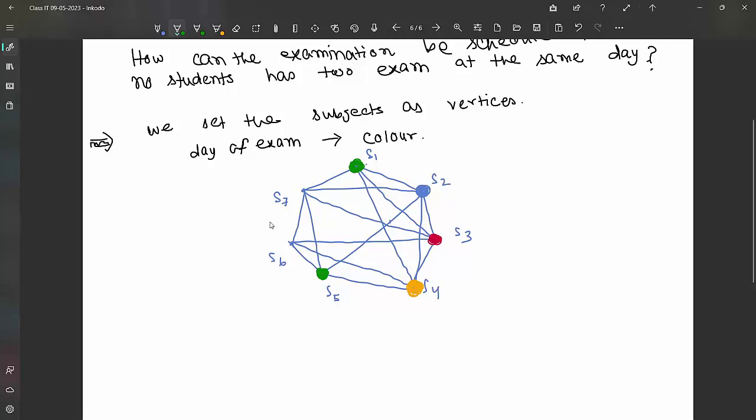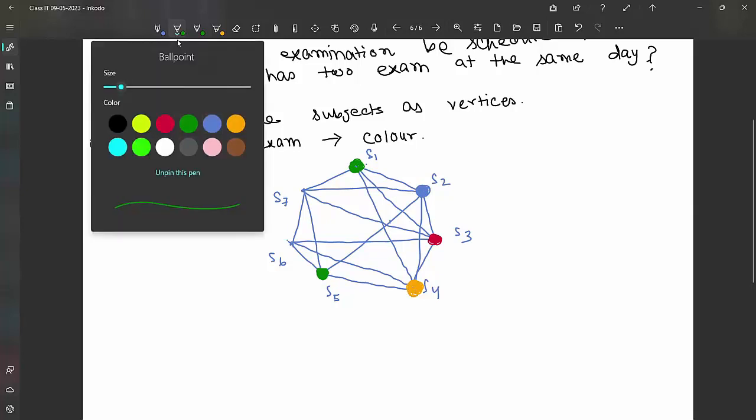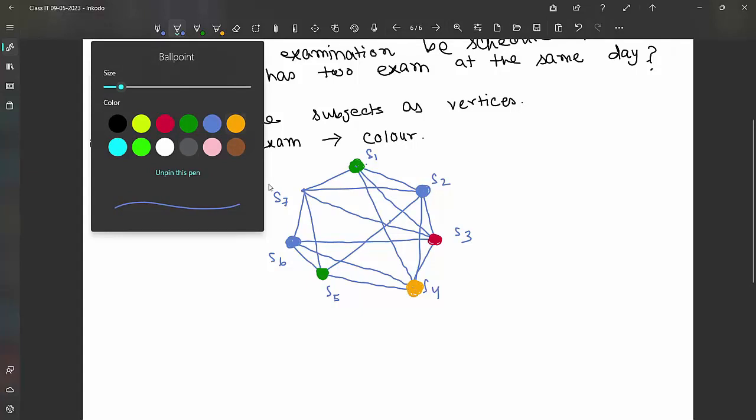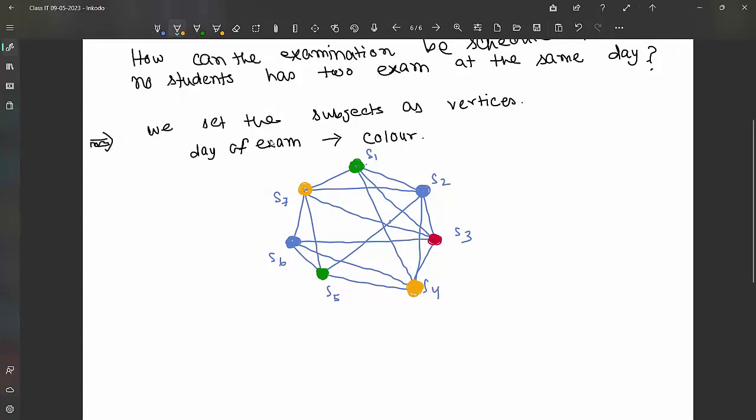After that, take S6. You can't give S6 green, you can't give the yellow of S4, and you can't give red either. So the only possibility is blue. Only you can set blue here. So just give S6 blue also. After that S7 remains, and S7 can be given yellow, right? You can put yellow in S7 because S7 is attached with green, attached with blue, and also attached with red. So that means S7 can be filled by the yellow color. So give it yellow.